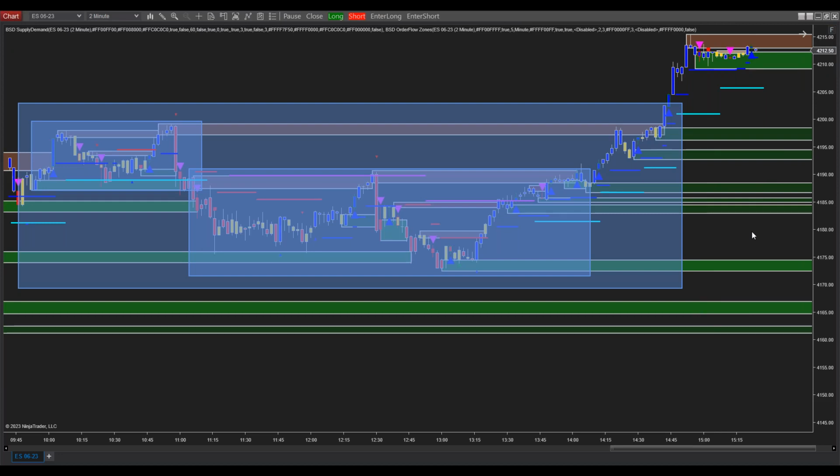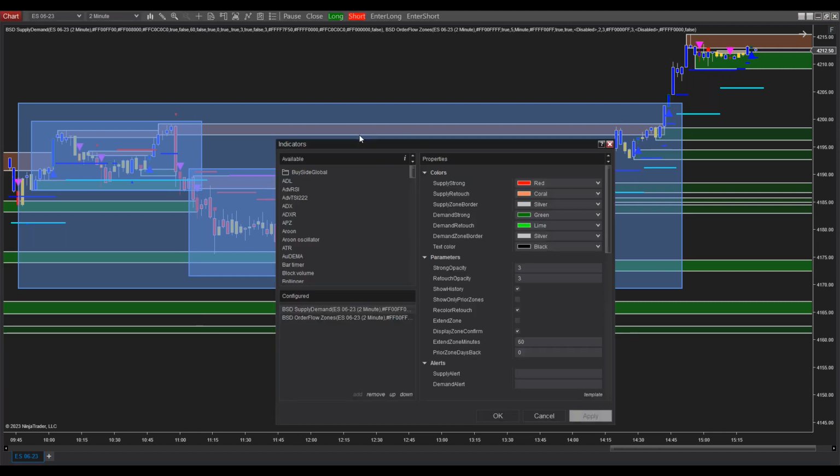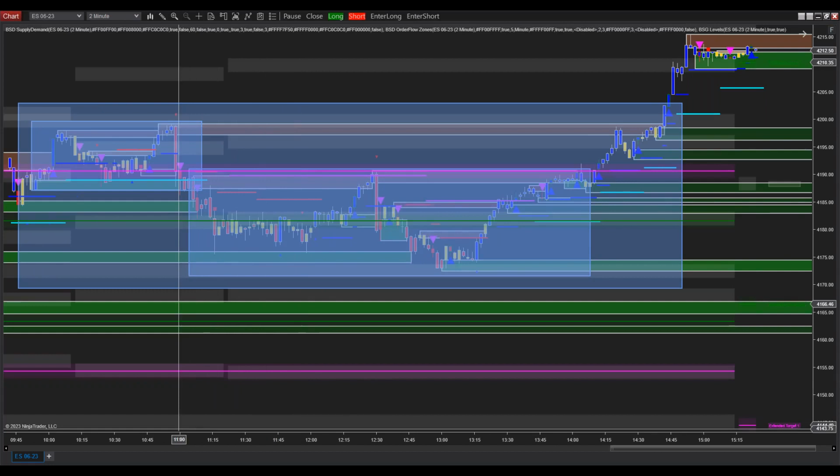Look for the smaller choppy regions and then try to leverage the breakout confirmation with order flow. Let me also tell you how important it is to add the BSG levels and how powerful they are as well from today. Okay, let me add the levels today.